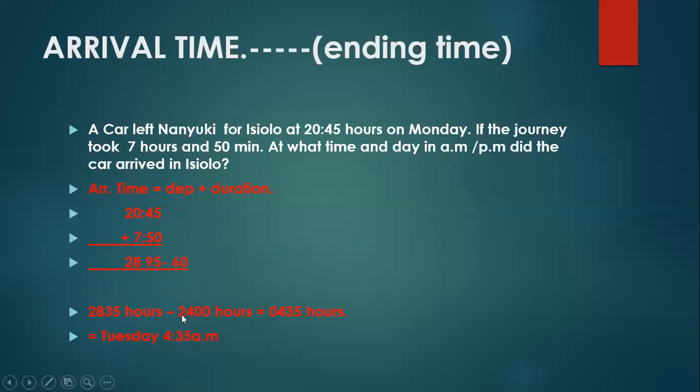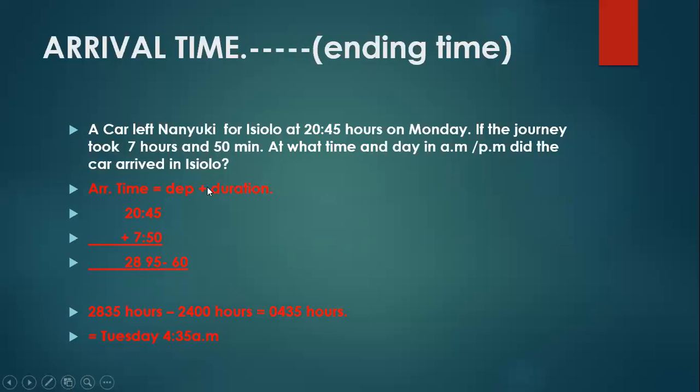28:35 hours minus 24 hours is 04:35 hours. So in 24-hour clock system, this is your answer. So if the question here was, at what time in 24-hour clock system, your answer is on Tuesday, 04:35 hours. But because they are telling us in AM or PM, it's now Tuesday, 4:35 a.m. in the morning. 4:35 a.m. is the arrival time in Isiolo in 24-hour clock system, or what we call AM or PM.